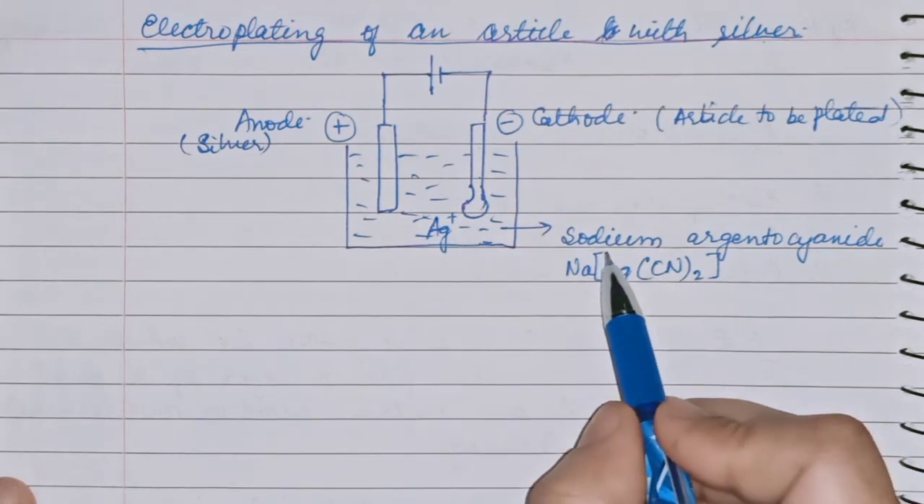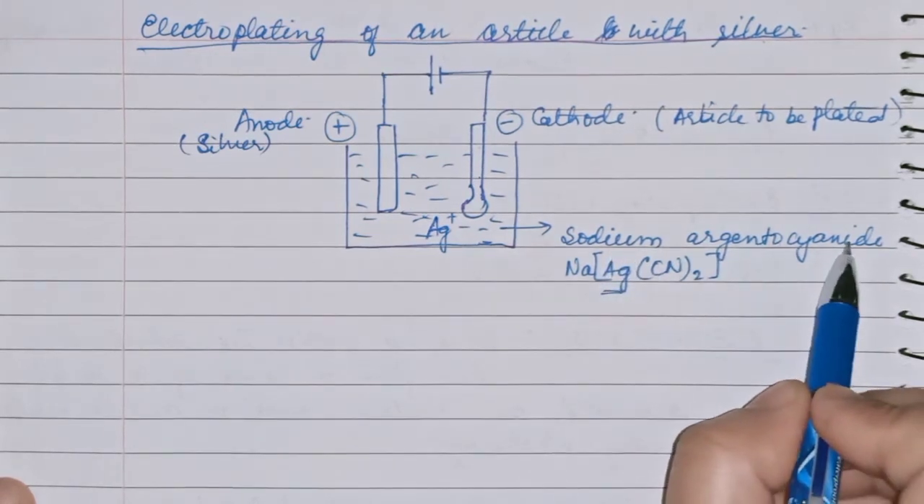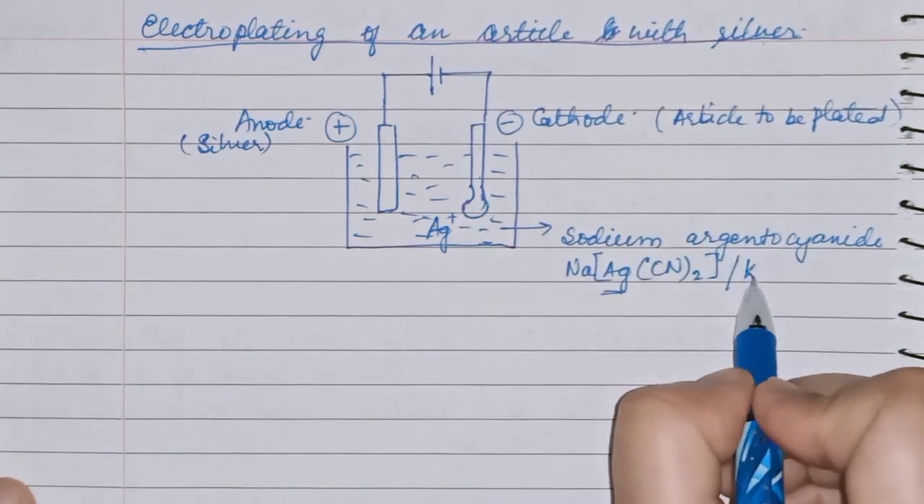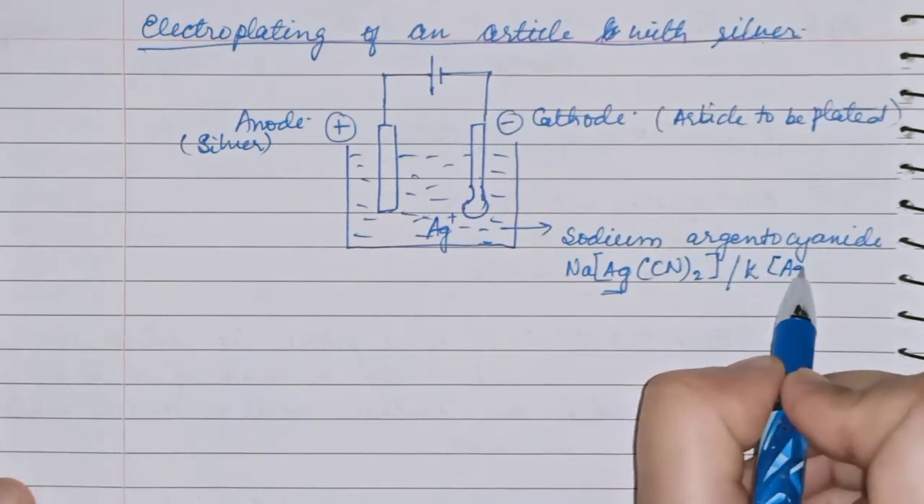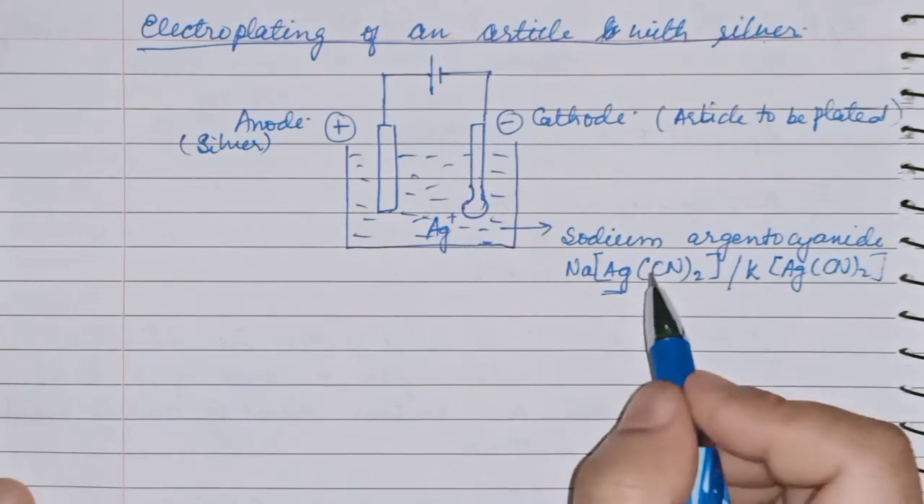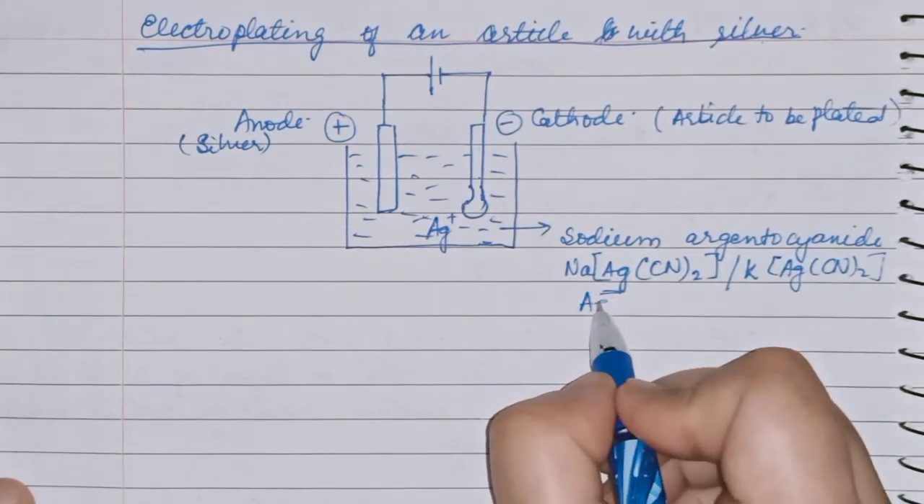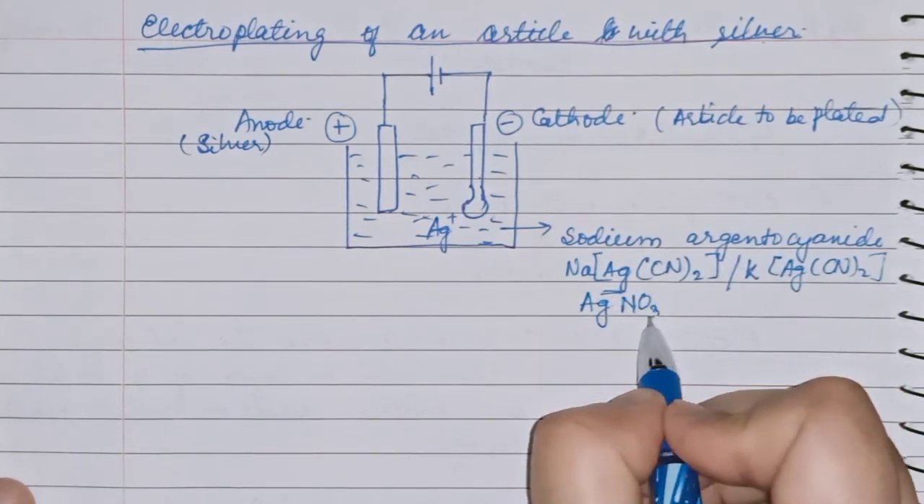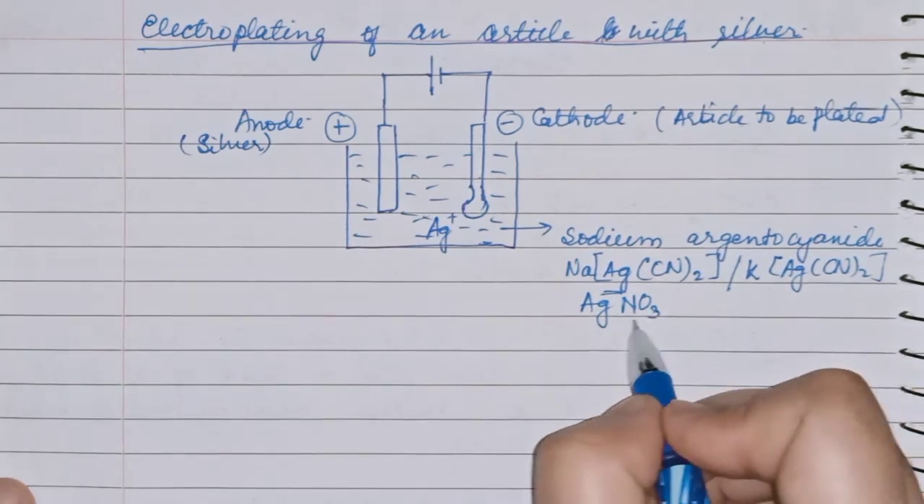So we are using sodium argentocyanide or potassium argentocyanide as the electrolyte. Why are we not using silver nitrate? Here also silver is present, but we will not use it.